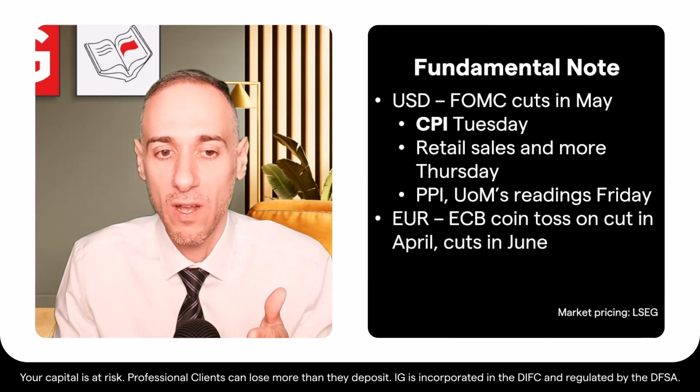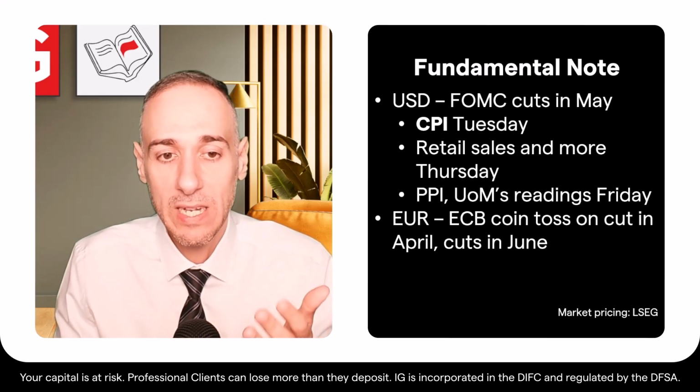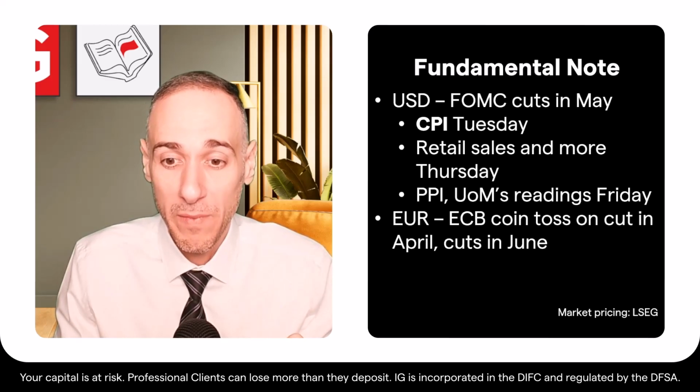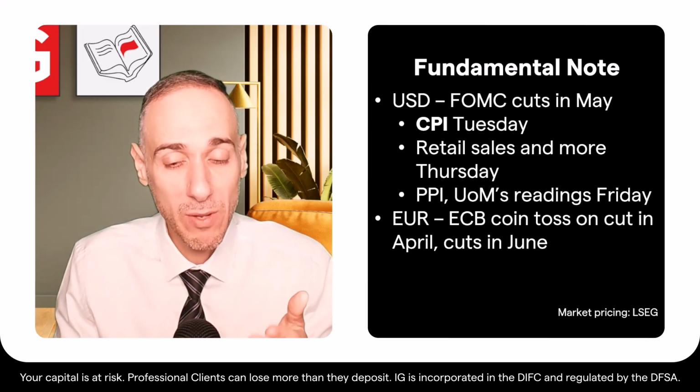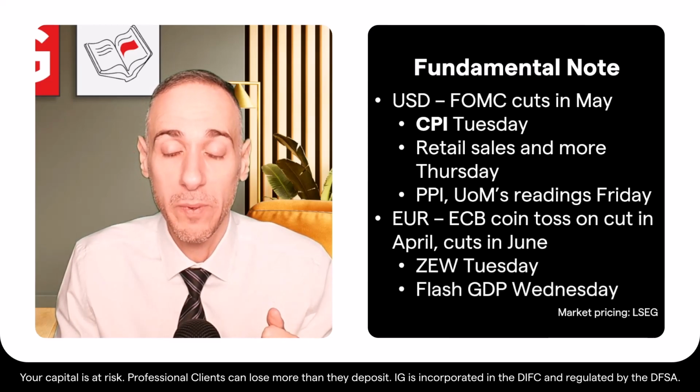And what about on the euro side? Because remember, it's euro against the dollar, so these are the significant events for the greenback, and significant events for the euro, where it's a coin toss on whether they're going to cut in April, whereas a cut in June is heavily priced in. We do have CEW on Tuesday, as well as preliminary GDP on Wednesday.